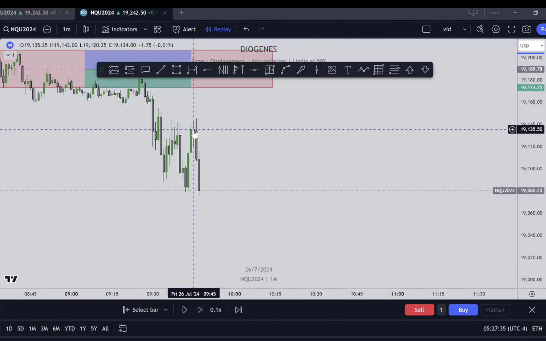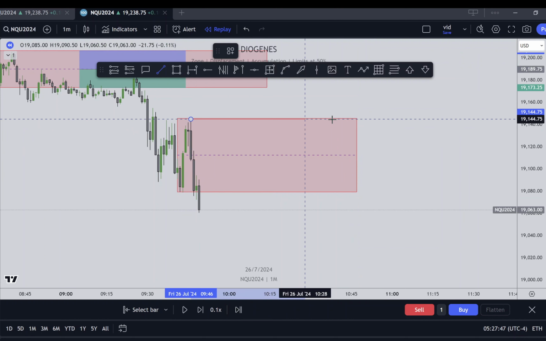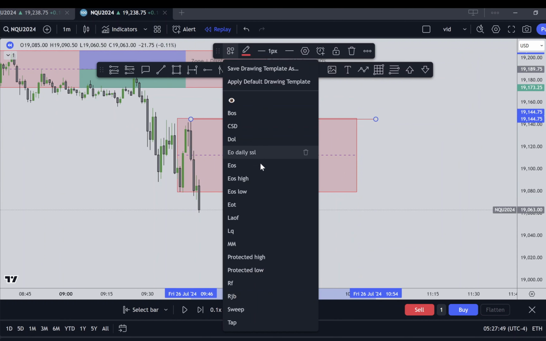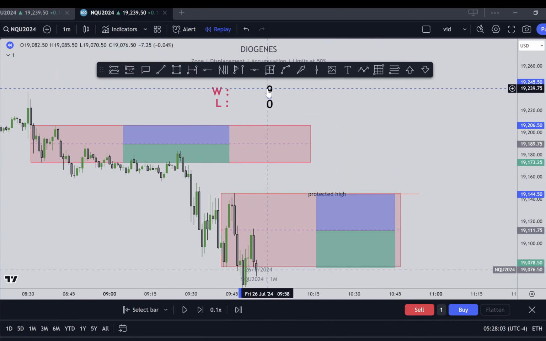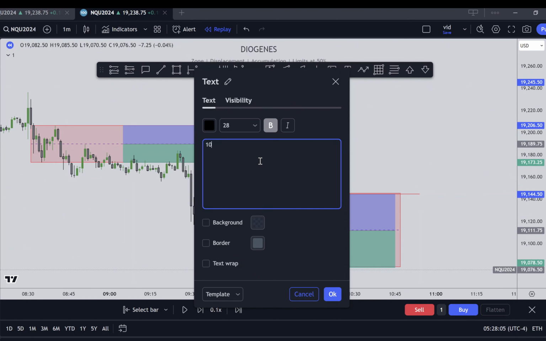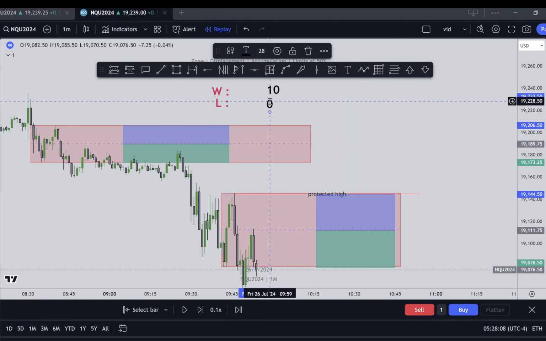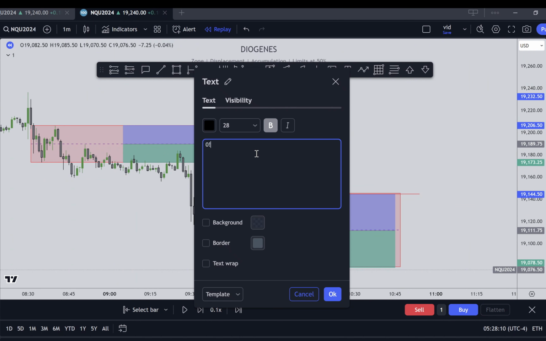Okay, let's play price. This is our new zone, new protected high. Will we take the short? Of course, why not? And instant 1-to-1. So we have 10 wins, 1 loss. No problem, let's play.